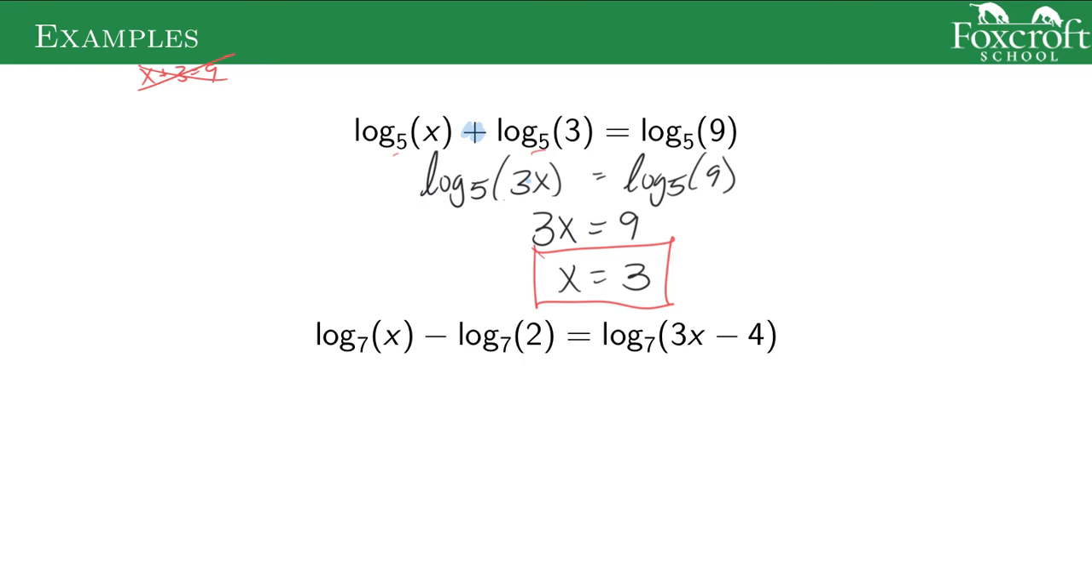All right, next one, again, multiple logs, so I can't just get rid of the logs yet. I have to combine them, but I have subtraction between logs. This means I can combine them into one single log. I take the first log and divide it by the second log. Now I have one log equals another log with the same base, so I can just ignore the logarithm parts.